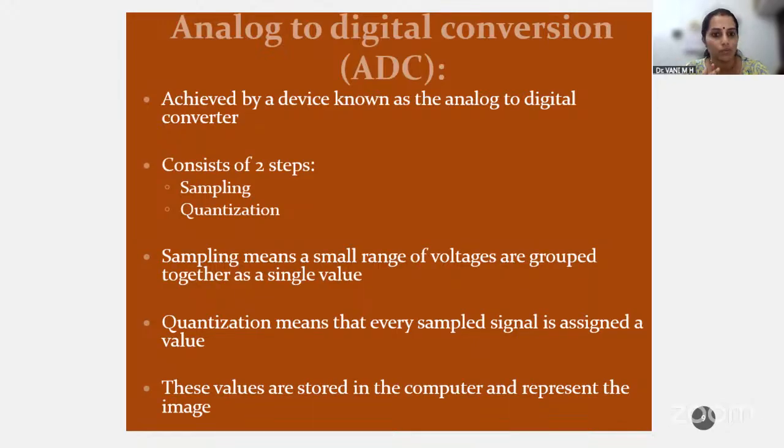Okay. So next, I just put a small thing on how ADC, that is analog to digital conversion, works. You all know it is in 2 steps: sampling and quantization. In an essay, you can highlight these steps. Sampling is where a small range of voltages is grouped together as a single value. Sampling is done in a bucket brigade fashion in CCD, but individual pixel voltages are read in CMOS. That is the difference. In quantization, each sampled signal is assigned a value, a number. That is how an analog signal is converted into a digital value.